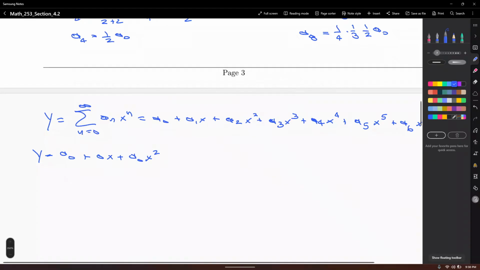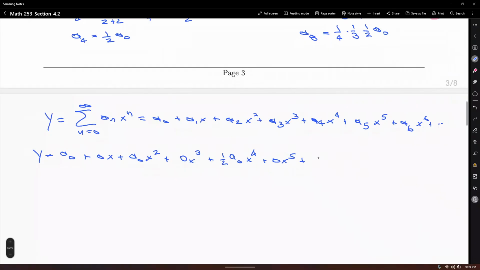What else? Plus 0x cubed, plus 1/2 a sub 0 x to the fourth, plus 0 x to the fifth, plus 1 over 3 times 2 a sub 0 x to the sixth, plus 0 x to the seventh, plus 1 over 4 times 3 times 2 a sub 0 x to the eighth, plus infinitely many terms.